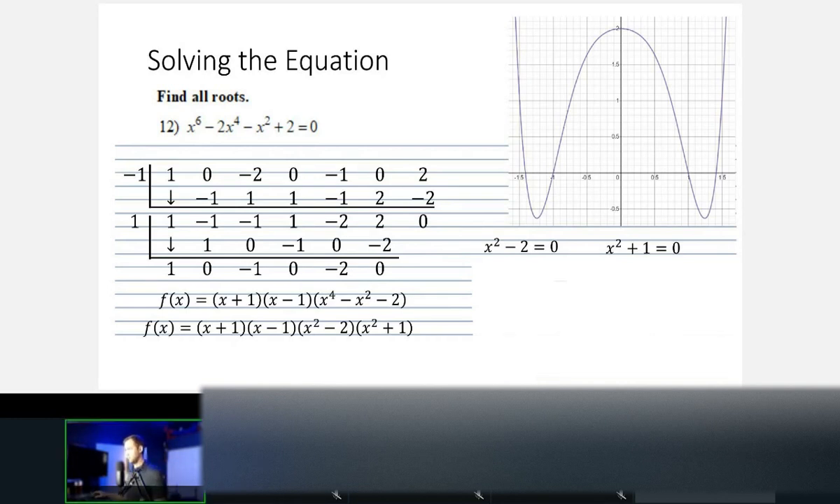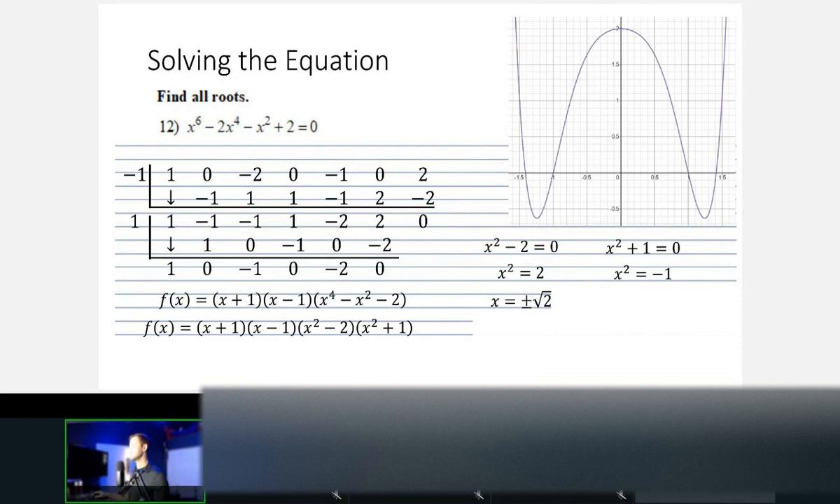All right, what did everyone get for x squared minus 2 when you solved? Square root 2? Plus or minus? Yep, I agree. And the second one, what did you get? Plus or minus i. Yeah, so make sure you show your work, right?